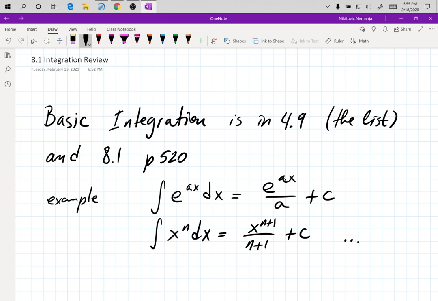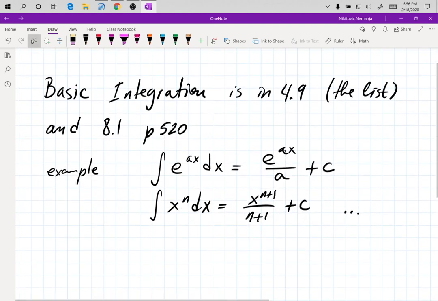ln is not on that list because integral of ln is not a basic integral. We are going to learn that later. Tangent is also not basic. We've seen some of those before. So basic integration.